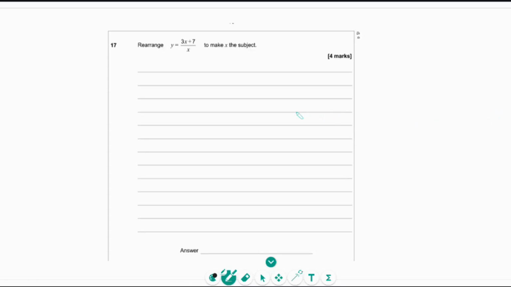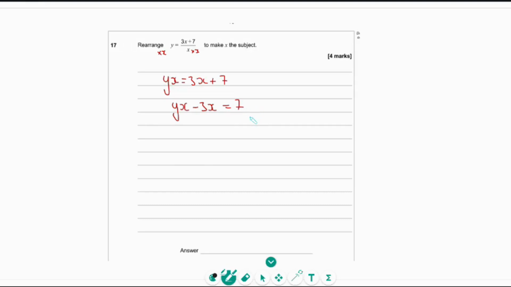Question 17. Rearrange y equals 3x plus 7 over x to make x the subject. First of all, I want to times both sides by x. Gives us yx is equal to 3x plus 7. I want to get all my terms with an x on one side, everything else the other side. So I'm going to subtract 3x from both sides.